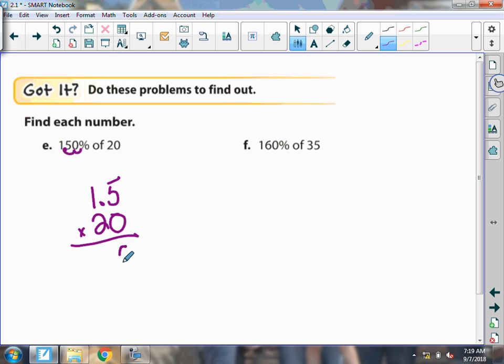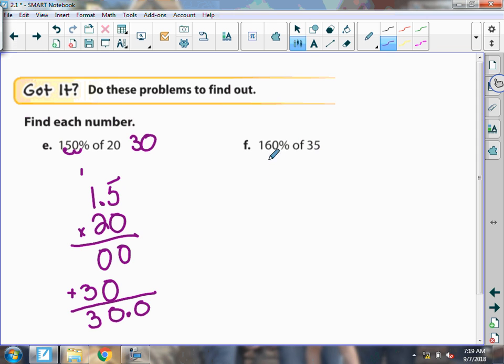0 times 5 is 0. 0 times 1 is 0. 2 times 5 is 10. 2 times 1 is 2, plus 1 is 3. How many decimal places do I have? There's 1. So 150% of 20 is 30.